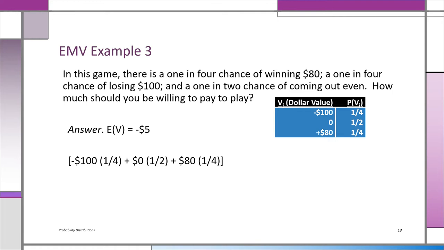For that, you have to figure out the expected monetary value for playing one game. And you see here it comes out to negative $5. How did that happen? Negative 100 times one quarter, because that happens one quarter of the time, plus 80 times one quarter, and zero times anything is zero. When you add that up, you end up with negative $5, a loss of $5. How do you pay negative $5 for playing a game? I think I'll leave that up to you to discuss.